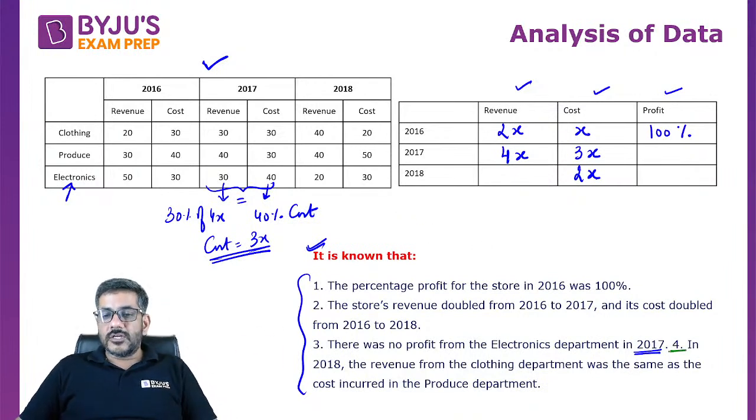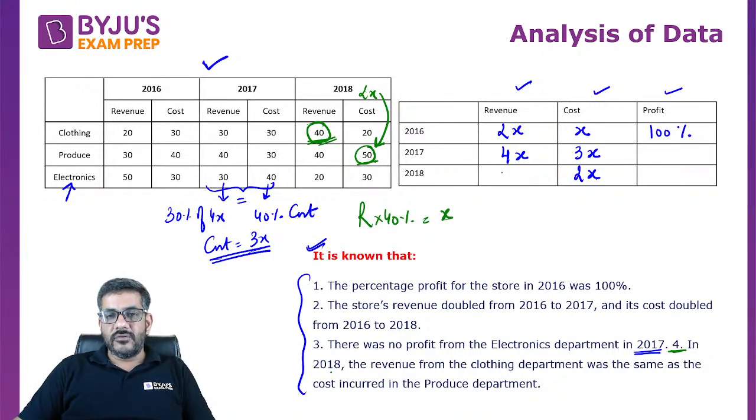Then the fourth part says in 2018 the revenue from clothing department was the same as the cost incurred in the produce department, that is this. So 40% of revenue from here is 50% of cost from here, and the total cost of 2018 is already known to us, it is 2x. So can I say 50% of 2x, which is 1x, is 40% of revenue? So 40% of revenue is equal to 1x. So what is the revenue? Revenue will be equal to 5x from there. So I can say this is equal to 5x.